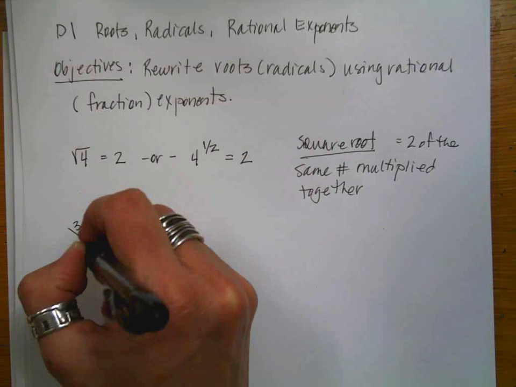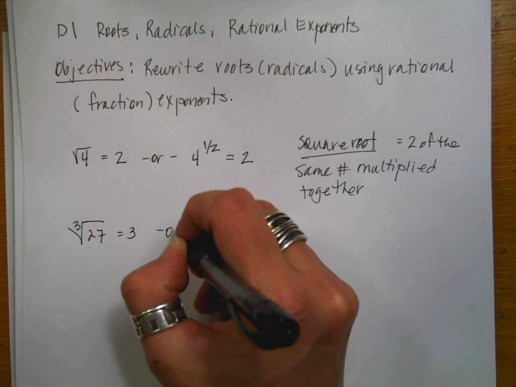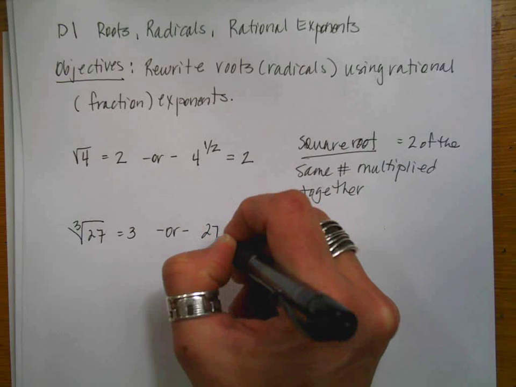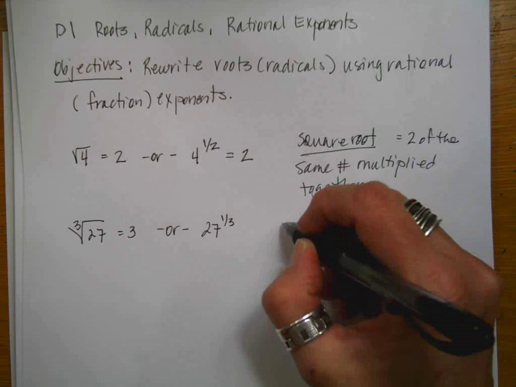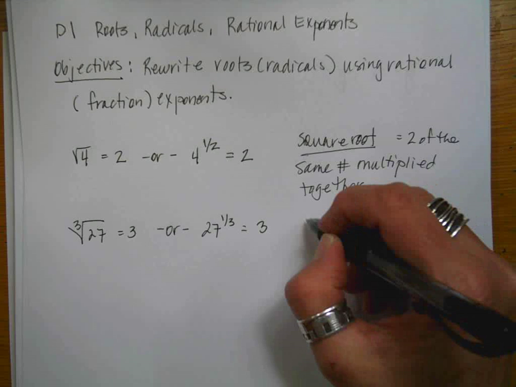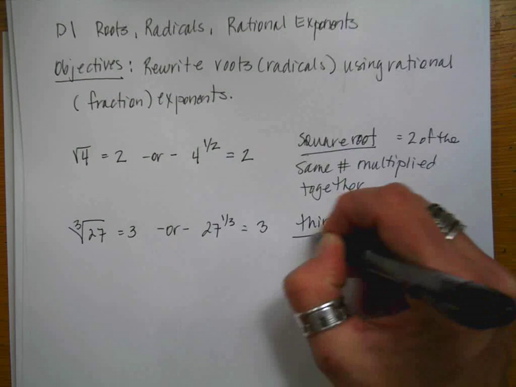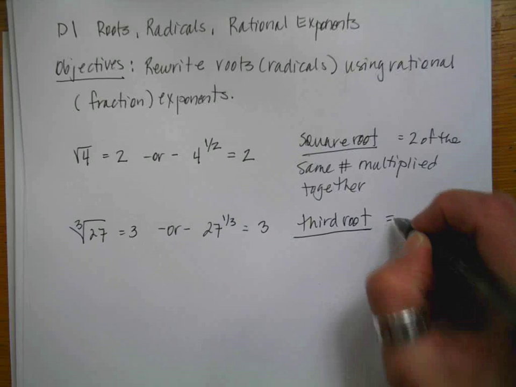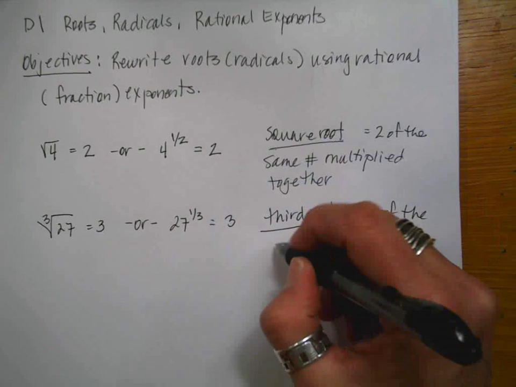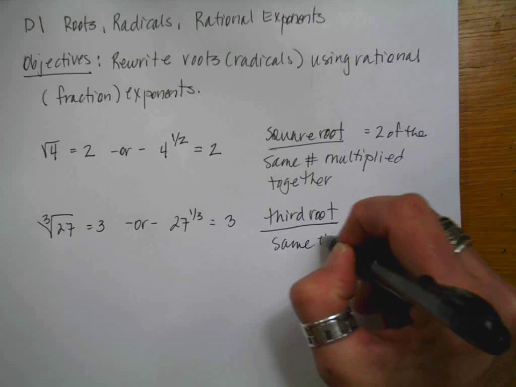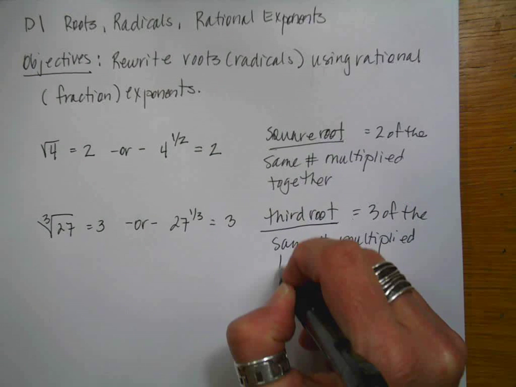And then if I had the third root of 27, this is equal to 3, or we could write it as 27 raised to the 1/3 power, and that would also equal 3. This is a third root, which is kind of cool, very similar to a square root, except this one is 3 of the same number multiplied together.